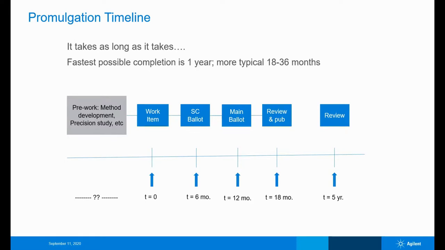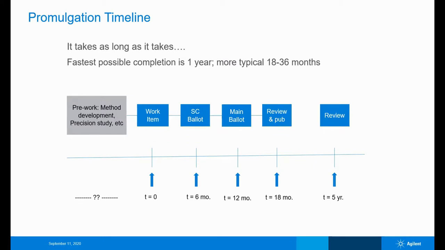And then review and publication. So the fastest possible completion is 1 year. You have the technical presentation, the work item, and if the standard has already been worked to a point where the precision study and all of the work has been completed to that point, then it can be completed in 1 year. But more typical, it requires between 18 to 36 months to establish and publish an ASTM standard.